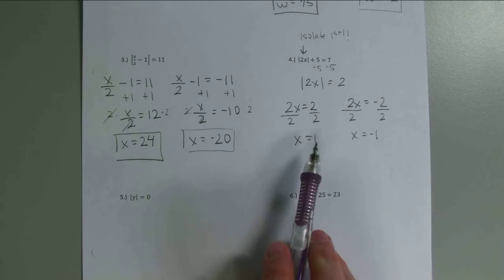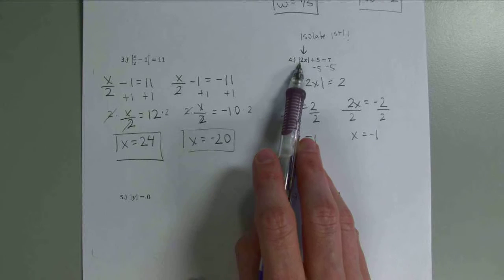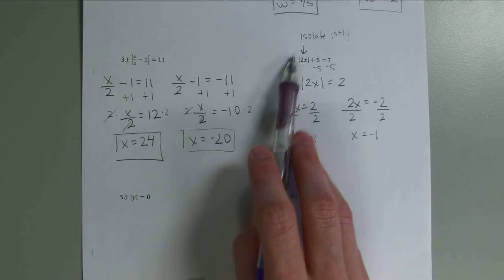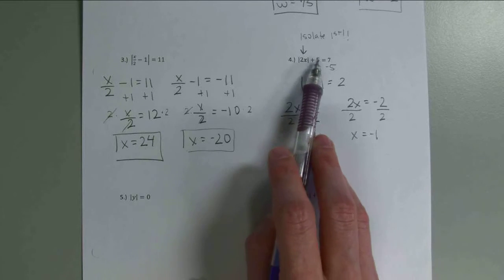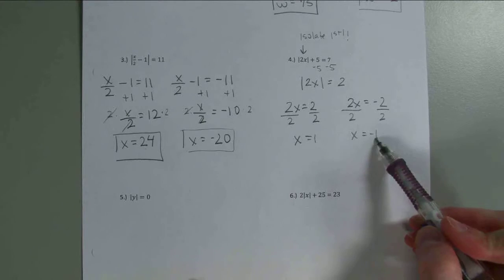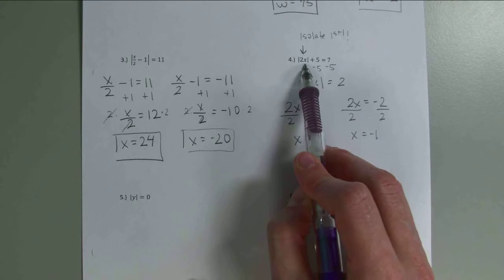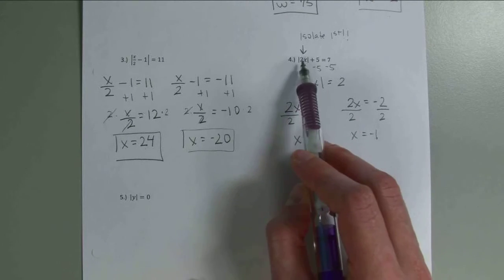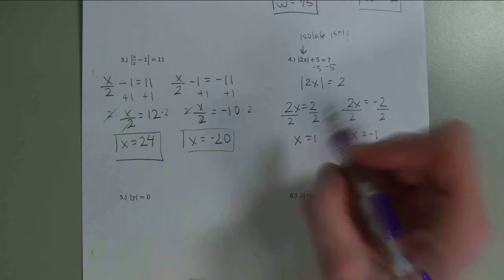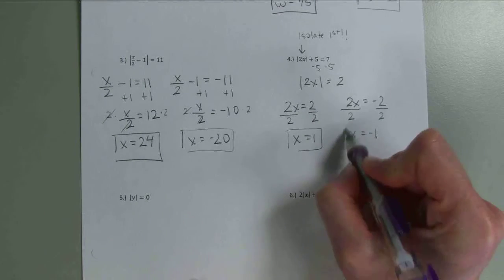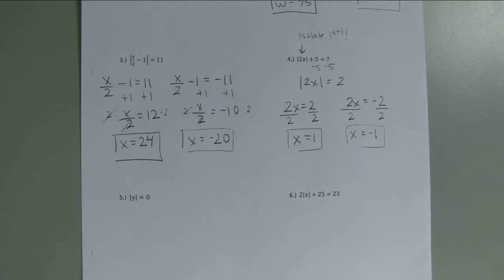I like to check it, so I'm going to throw 1 up here. 2 times 1 is 2. The absolute value of 2 is 2. 2 plus 5 is 7. Throw negative 1 in there. 2 times negative 1 is negative 2, but what's the absolute value of negative 2? Positive 2. 2 plus 5 is 7. So both of those work, but we've got to isolate first. All right. Is that okay?